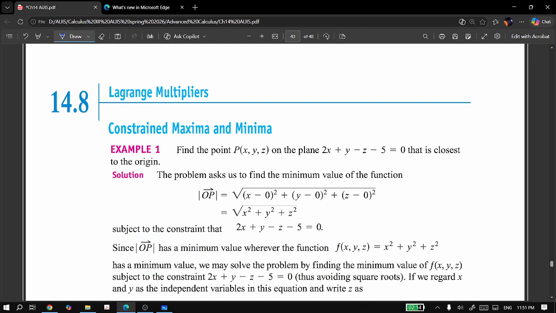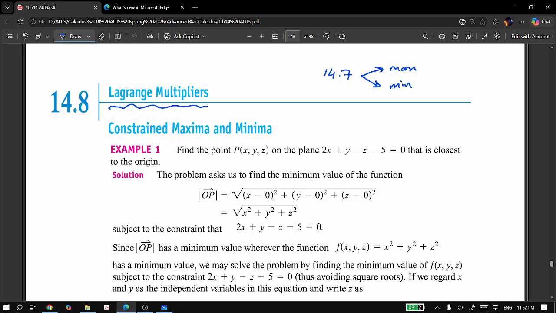So now we are talking about 14.8, which is Lagrange multipliers, and how it is related to 14.7 that we studied about extreme values. The extreme values we had, which talk about max, min, and saddle point in 14.7, we were finding the maximum of something, the minimum of something throughout the whole domain without having any conditions on the function that we had.